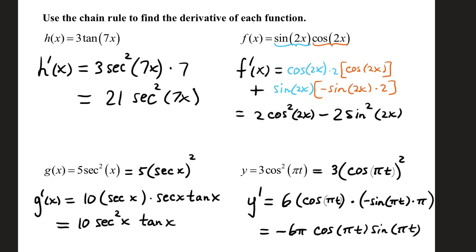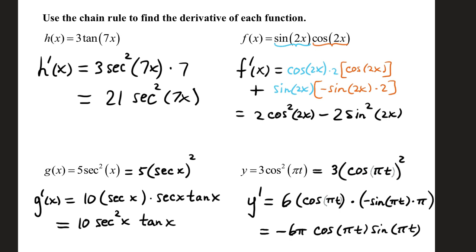7x is the internal function, 3 tangent of our angle is the external. The derivative of 3 tangent of an angle is 3 secant squared of that angle. Our angle is 7x. The derivative of 7x is 7. And so when we combine like terms, that's 21 secant squared of 7x.